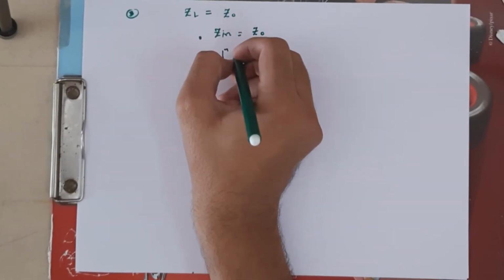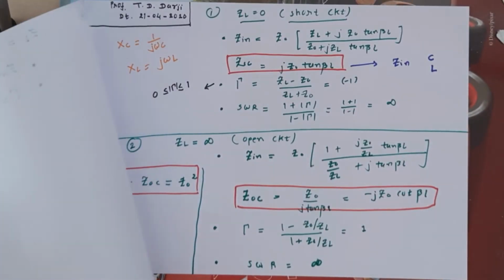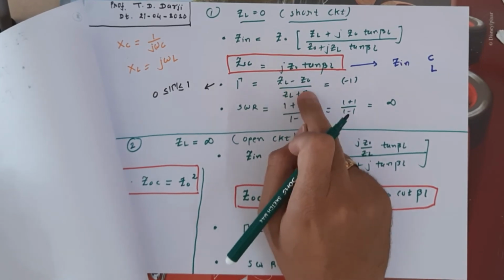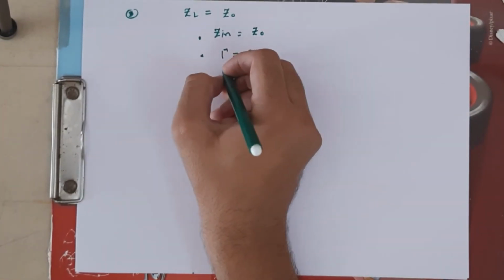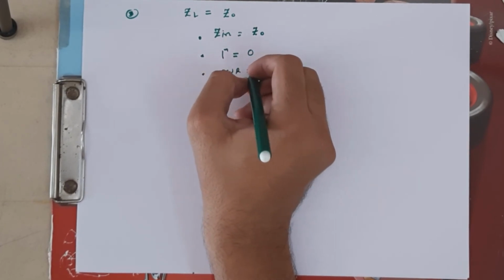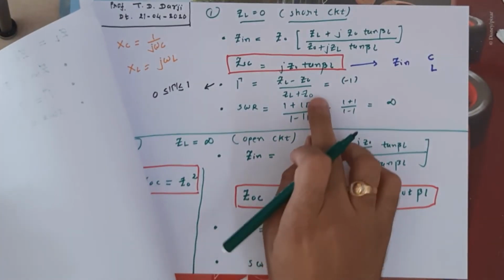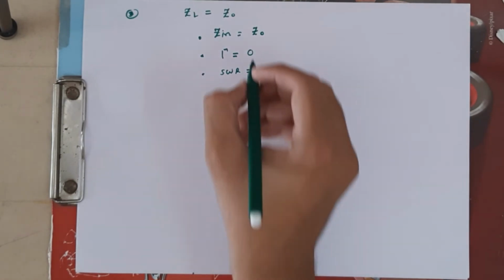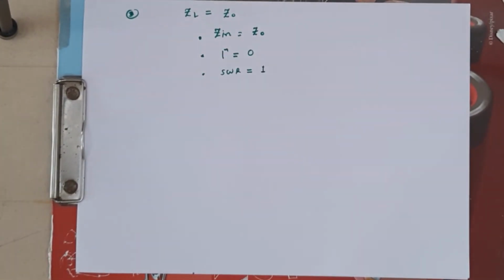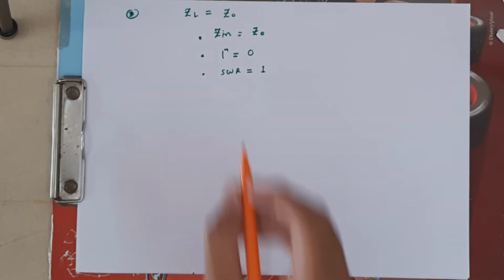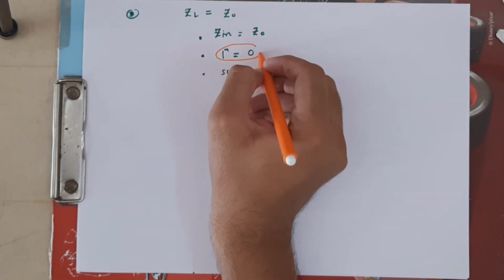What is tau? Tau is ZL minus Z0 upon ZL plus Z0. These two values are the same, so tau is equal to 0. And what is SWR? SWR is 1 plus tau upon 1 minus tau. Tau is 0, so the standing wave ratio is 1. Here if you notice, the value of tau is equal to 0. This one is important: tau is equal to 0.